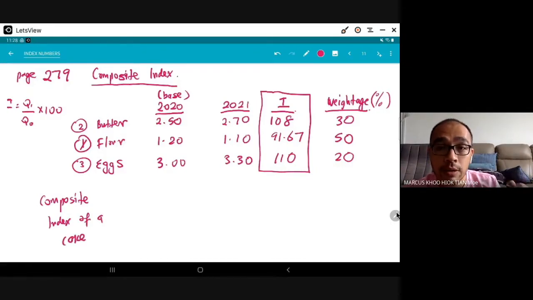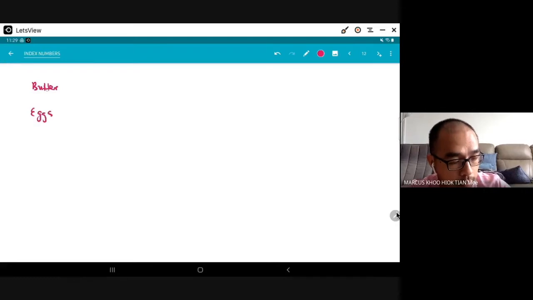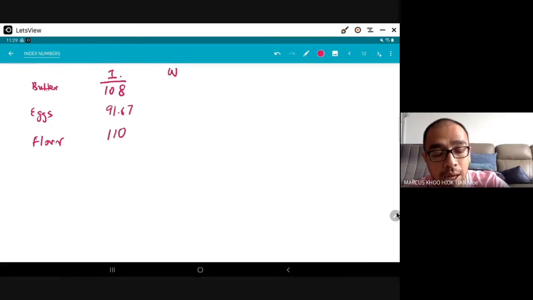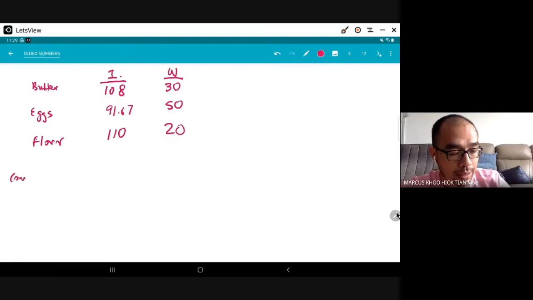This is how we would do it. Let me rewrite this: butter, eggs, flour. The price index just now was, what was it just now? 108, 91.67, and 110. And the weightage, I'm going to use the letter W. The weightage is 30, 50, and 20. Now, in order to count the composite index, this is what you need to do.